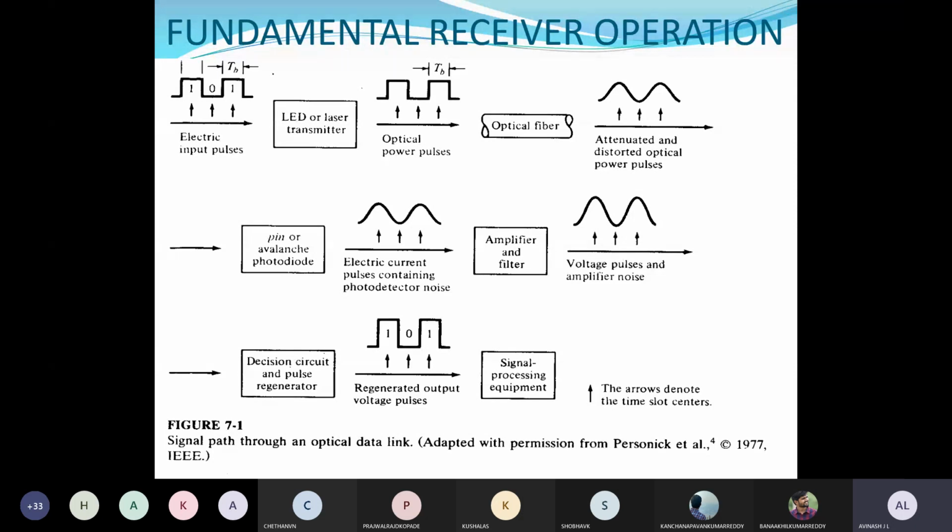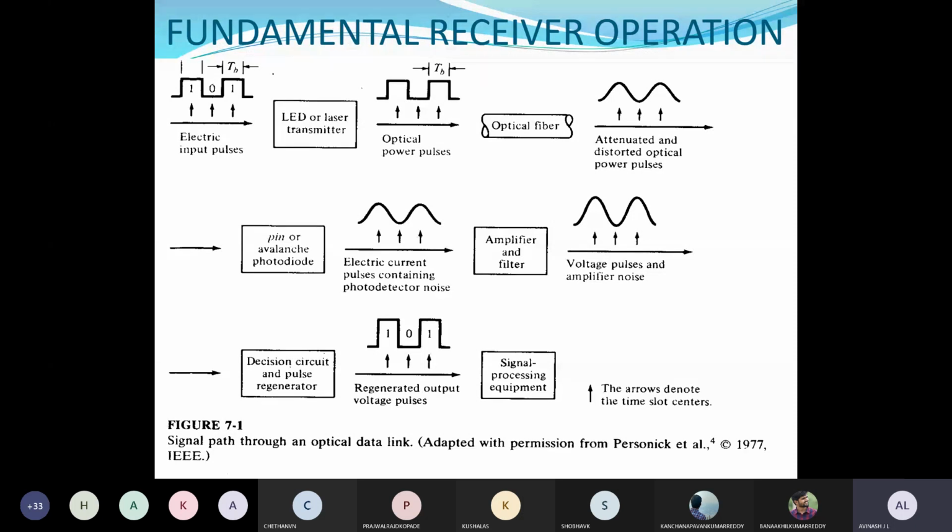Now everywhere there is an arrow mark. What does that arrow mark indicate? It indicates the time slot centers. Because if the time slot centers are varied, we cannot decide properly. That is why we always stress one point when you are drawing a graph: you write the x-axis, you write the y-axis, you indicate what is on the x-axis and y-axis, and you mention the time interval. Then only you will get a proper wave.